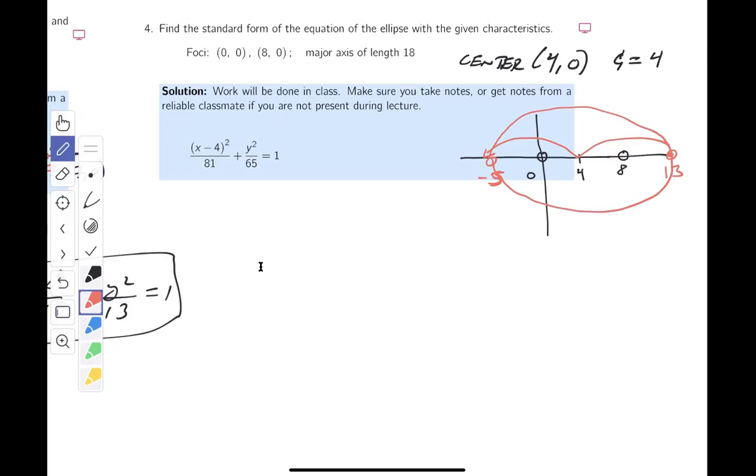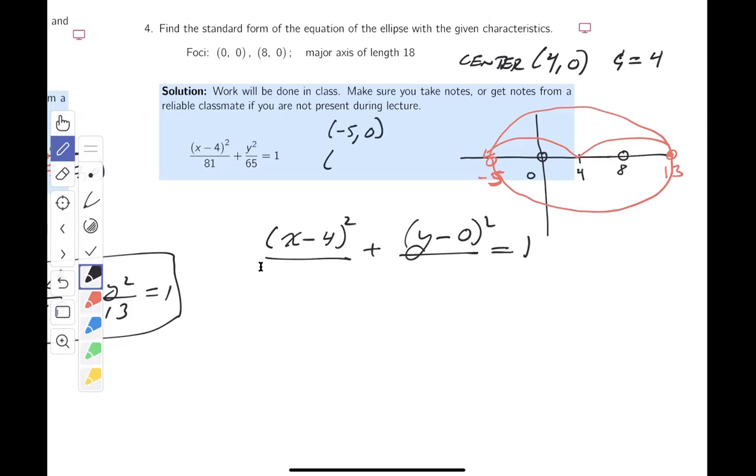All right, what am I going to do? I'm going to write the equation down now. So it's going to be x minus 4 squared over something plus y minus 0 squared over something is equal to 1. Let's talk about it. I know points, and I'll tell you what the points I know. I know the point minus 5, 0, and the point 13, 0 is on the ellipse. That means it's got to satisfy that equation. What's nice about that is something disappears if I plug that point in. Either one, this disappears. So I'm only worried about this. So 13 minus 4 is 9, and 9 squared is 81.